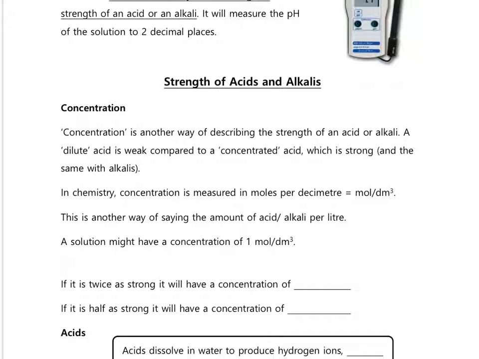And the units of concentration are in moles per decimeter cubed. 1 decimeter cubed is the same as 1 litre. So essentially we're saying how many moles, which is a unit of measurement in chemistry that you'll look at next year, how many moles of that solution are in 1 litre? How many moles of that acid or alkali are in 1 litre of a solution?